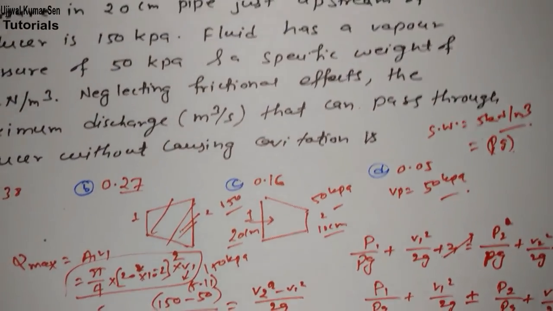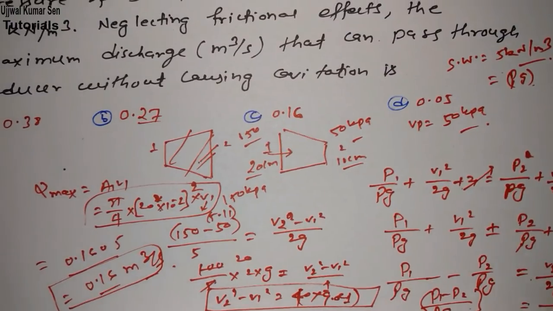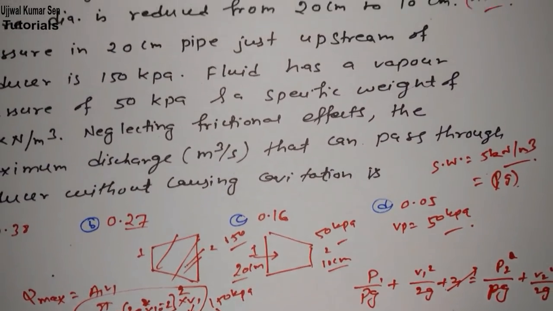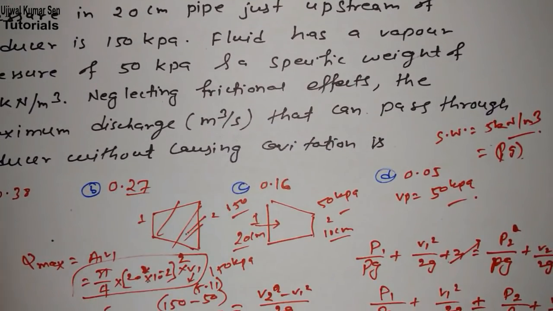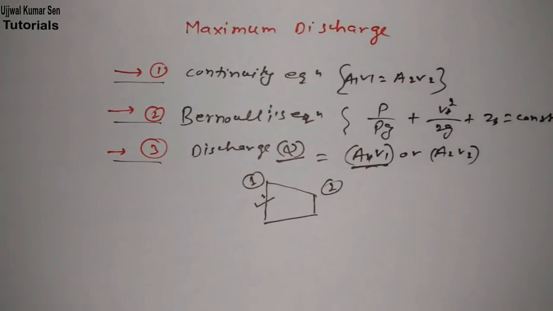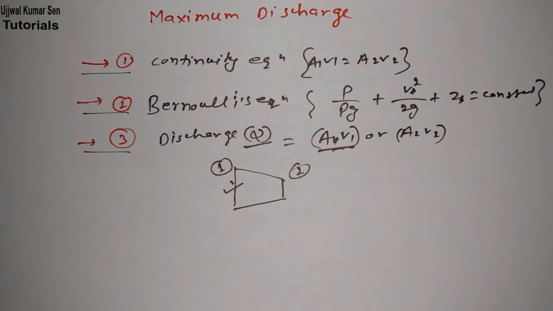Now check the unit we have given in this problem. We got the answer 0.16. So we have been given the options 0.38, 0.27, 0.16. So the third option is the right answer according to our calculation. Now I hope you understand how we have implemented these three formulas to find the maximum discharge.